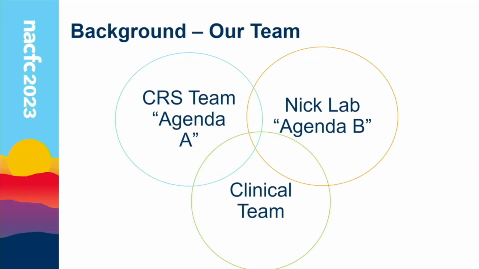So just a little bit of background if you don't know about our team. We're a fairly large site in Denver for the adult team. So we have a clinical team. They do the patient day-to-day visits. And then I live over in what I'll call the CRS team, or Agenda A. That'll make more sense as we go on. We do a lot of those observational studies, the FDA drug studies, those things. Then we have the NIC lab, or Agenda B. They do more of the wet lab kind of science studies. We have providers that overlap in different regions, some that do all of it, and some that are just clinical. So that's where we're coming from.